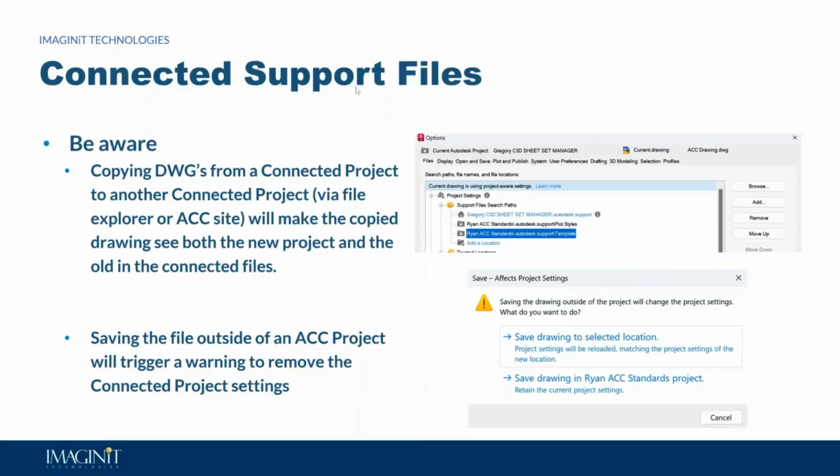Saving the files outside of an ACC project will trigger a warning to remove the connected project settings. So if you save a drawing out of ACC to your local desktop, you will need to save the drawing to the selected location, and it will strip all of those project-aware settings, and you'd have to reset them if you put that drawing back into an ACC project.